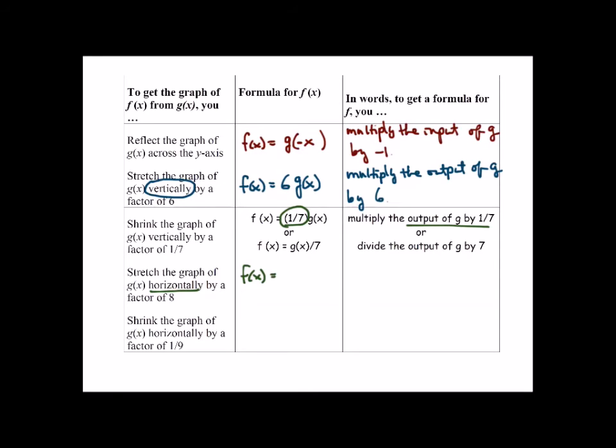So I would actually do f of x equals g of 1/8 x. And that's the same as to multiply the input of g by 1/8. So the last one here is to shrink the graph of g of x horizontally by a factor of 1/9. It's just going to be the opposite of what we've done there, multiplying the input here by a 9.